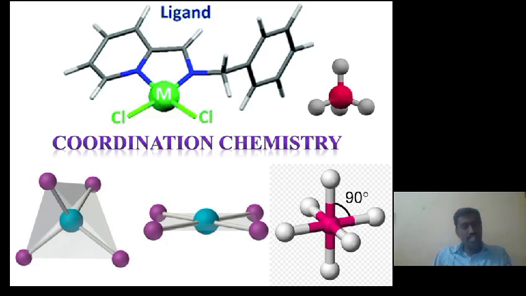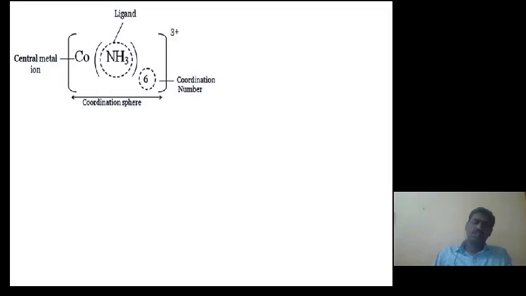I'm going to discuss the terminology of coordination chemistry in this slide one by one. So here I've shown a few terms such as central metal ion, coordination sphere, coordination number, and ligands. So what do you mean by central metal ions? The species which accepts the pair of electrons is known as the acceptor. This is usually a metal ion. It acts as an acceptor, so it is a Lewis acid.